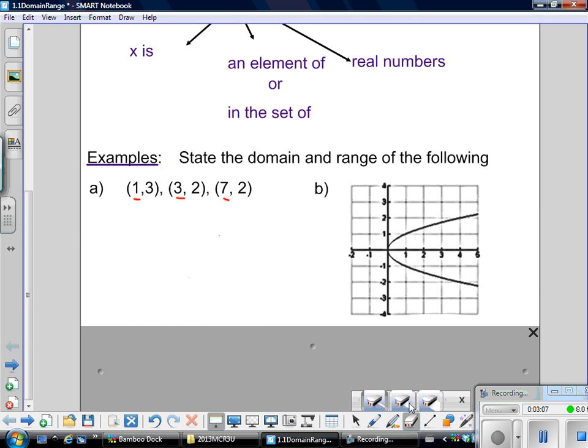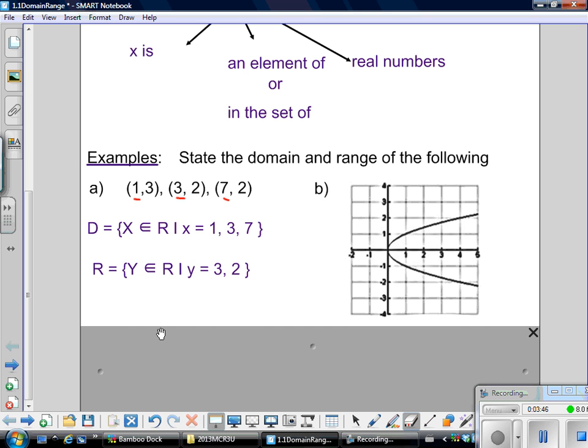What we need to do first of all is write down D for domain equals x is in the set of real numbers, everything we're dealing with is real numbers, such that x equals 1, 3, 7, and then I close it with the curly brackets. The same is true for the range. We take the y value, so it's going to be 3. Notice there are two 2's. I do not have to put them twice. I only have to put one of them. So range, y is in the set of real numbers such that y equals 3 or 2.